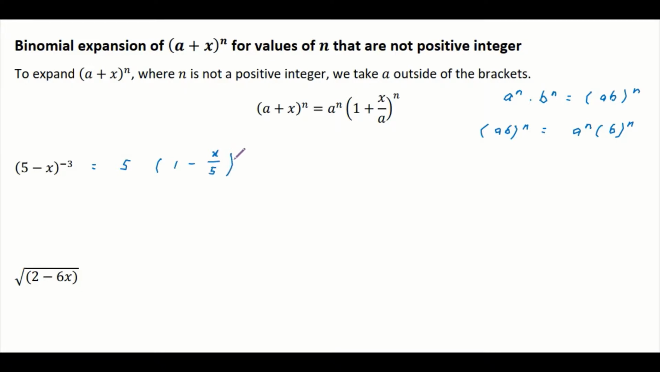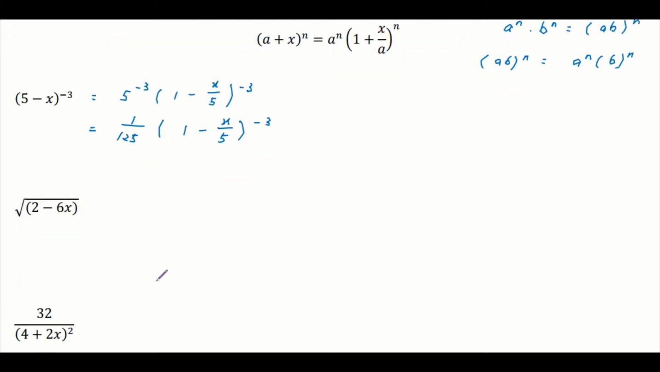Okay, so now don't forget you still have your power. Remember the a that you have taken out must have the power as well. Okay, just as simple as that. You just think of it as the way that you do your factorizing. Then when you write your power, don't forget your a also needs the power. So after that, you can continue. 5 to the power of -3, you get 1 over 125. And then (1 minus x over 5) to the power of negative 3. Okay, so this is the part where you can now continue with your binomial expansion by using the formula just now.